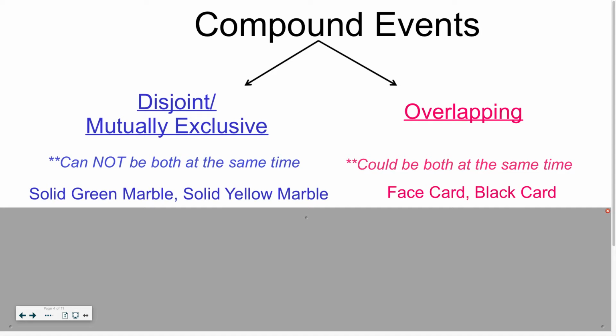Versus that deck of cards, let's say I'm going to reach into the deck and pull a single card. What's the probability that it's a black card or a face card? Well, it could be both, right? It could be a jack, queen, king of clubs or a jack, queen, king of spades. So there are some cards where it could be both.